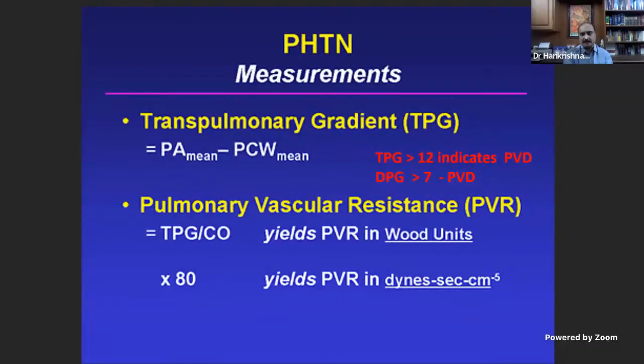Then you should know two, three things. What is transpulmonary gradient? And what is diastolic pulmonary gradient? So transpulmonary gradient is PA mean minus pulmonary capillary wedge mean. If it is more than 12, it indicates pulmonary vascular disease. But the recent guidelines say that diastolic pulmonary gradient is more important and more accurate. And if it is more than 7, it indicates pulmonary vascular disease. That is the last component which we said, pulmonary vascular disease due to the structural damage.